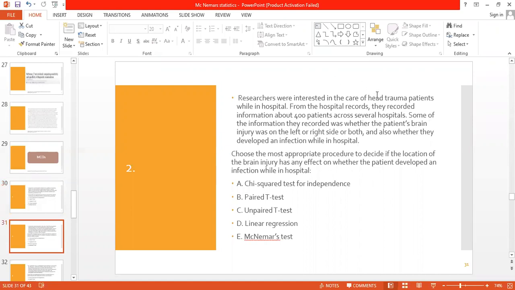Researchers were interested in the care of head trauma patients while in hospital. From the hospital records, they recorded information about 400 patients across several hospitals. Some of the information they recorded was whether the patient's brain injury was on the left or right side or both, and also whether they developed an infection while in hospital. Choose the most appropriate procedure to decide if the location of the brain injury has any effect on whether the patient develops an infection while in hospital.